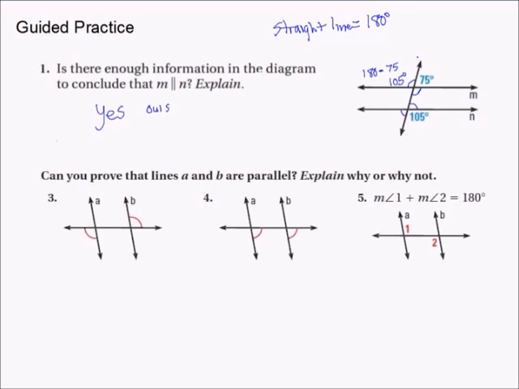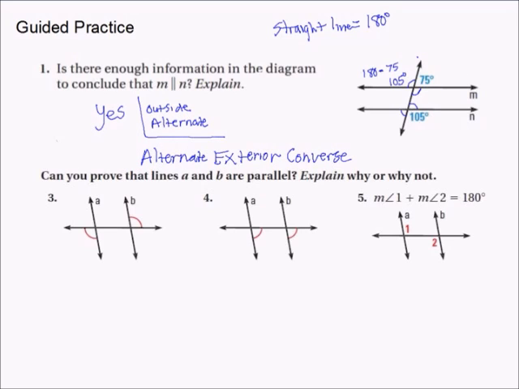They're outside my two lines, and they're alternate. They're opposite of one another. So what do you have? You say that it is alternate exterior angles. And we said in our theorem, if alternate exterior angles are congruent, then our lines have to be parallel.